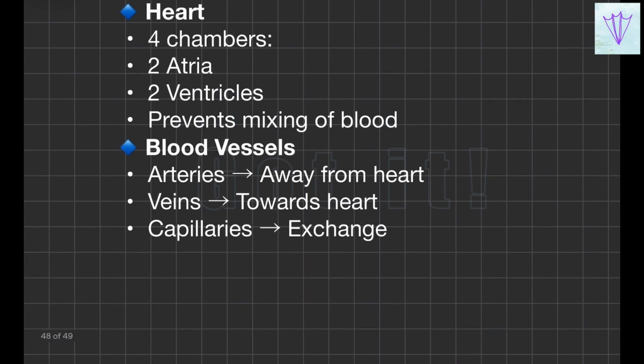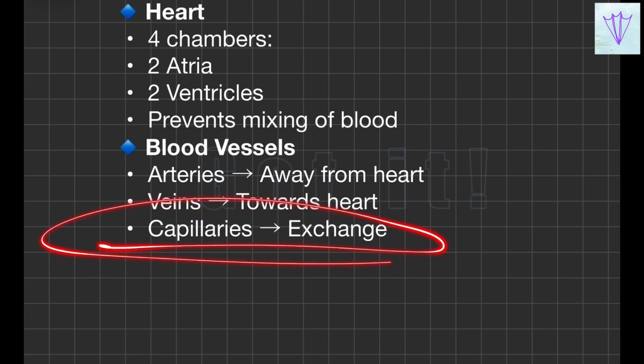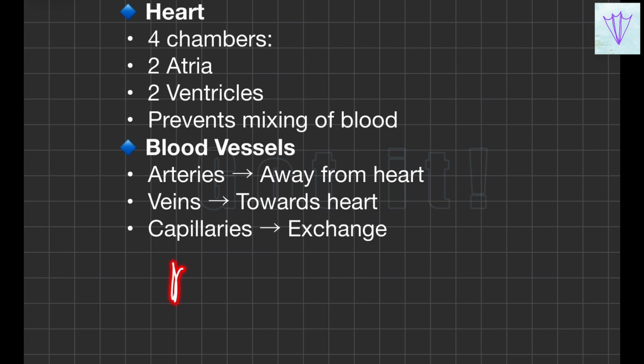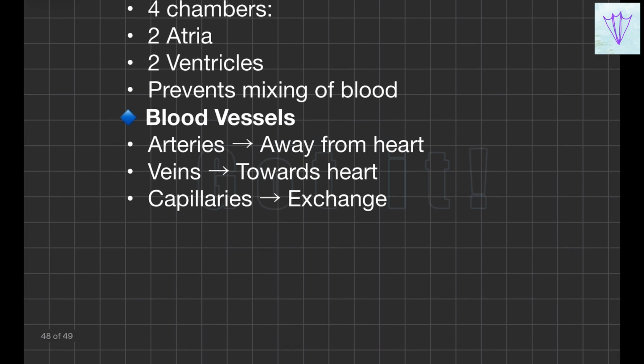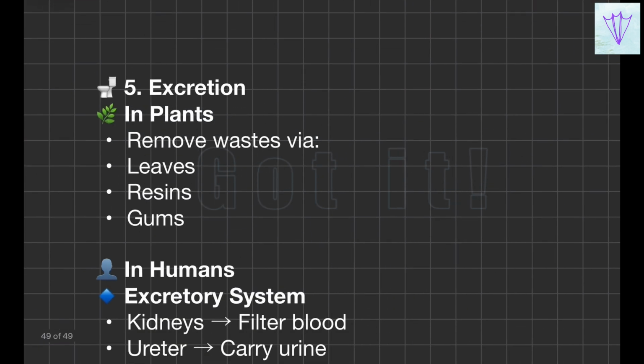And the blood vessels. Arteries take blood away from the heart, while veins bring the blood towards the heart. And the capillaries act as the common point for both the arteries and the veins. These capillaries form the branches or the junctions, the exchange points.